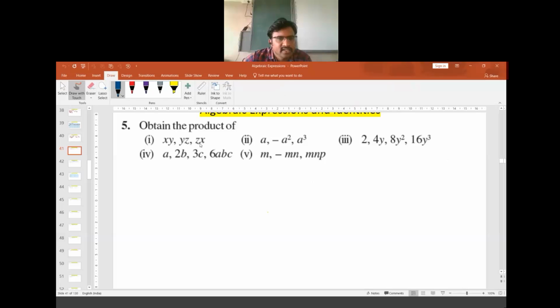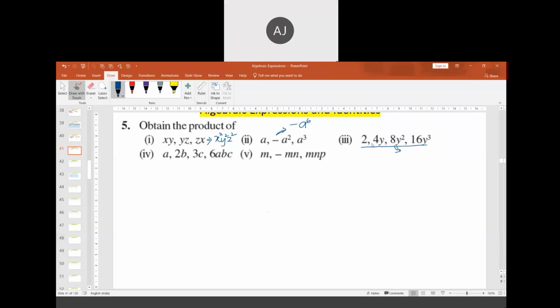Suppose x, y, z are multiplied with x, y, z, what do we get? x square, y square, z square. In this case, minus a to the power 6. So the basic thing is you have to use the law of exponents and add the powers. In this case, the numbers are to be multiplied. 2 multiplied by 4 is 8, multiplied by 3 gives 24, and y raised to the power 6. So 1224 y raised to the power 6.